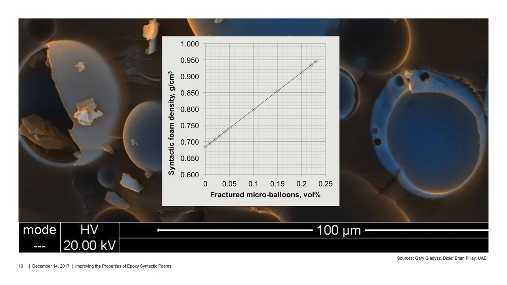So if you do some basic mathematical analysis, and if anybody's interested in this, I'd be happy to share it at a later time, you can look at what the impact is of syntactic foam density as a function of fractured microballoons. And you see a significant behavior here, a significant result. So this could very well have played into what we had shown you previously with that peak behavior in density as a function of curative blend.